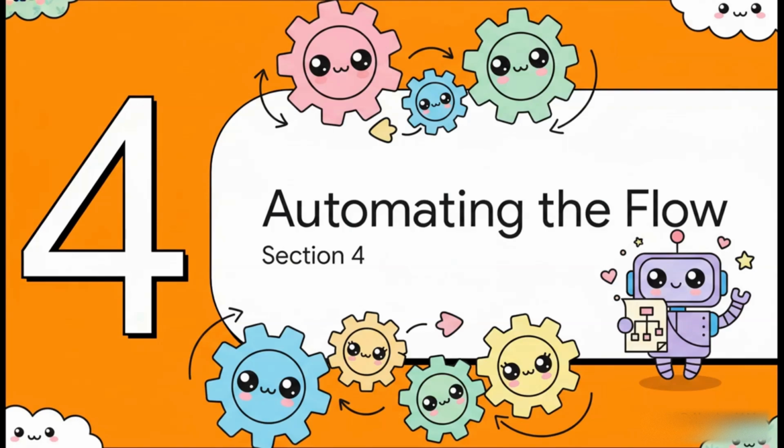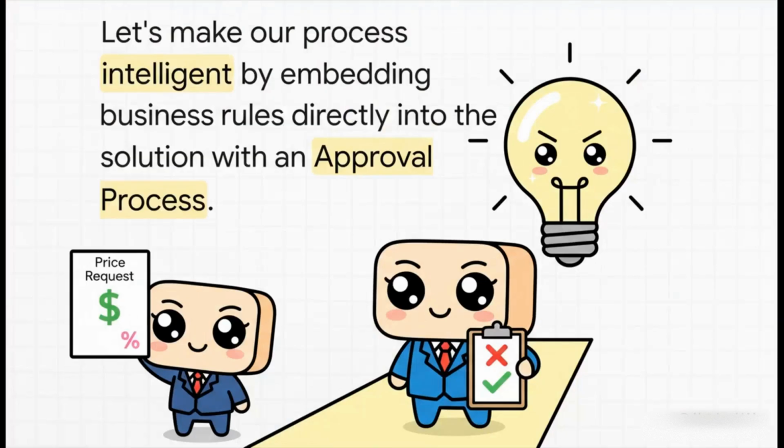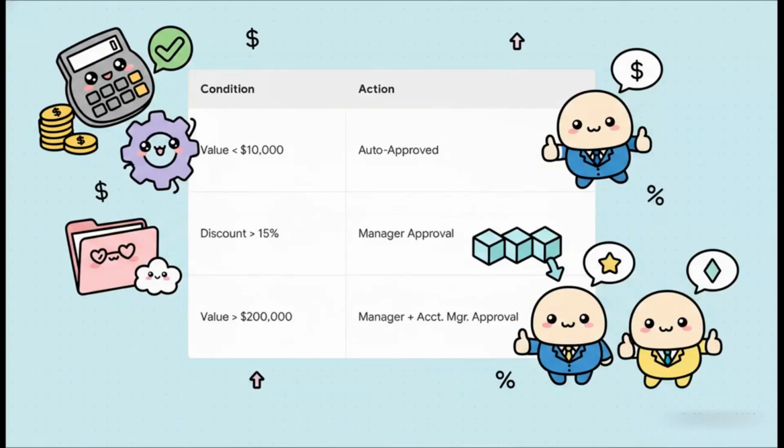It's time to automate the business flow. Let's go back to our price request example. A classic sales scenario, right? You probably don't want just anyone approving any discount. So we need to build some smarts, some business rules directly into our custom solution. This table shows exactly how we can do that.